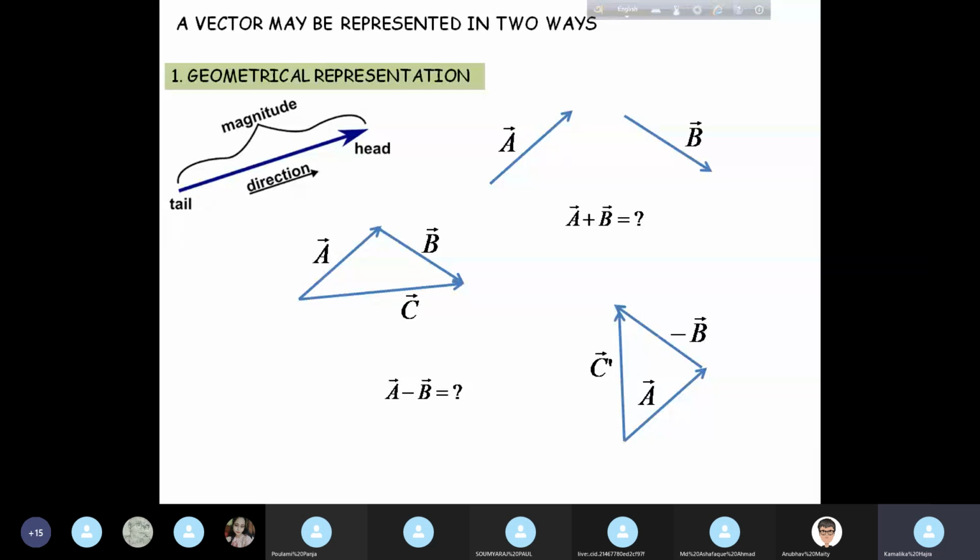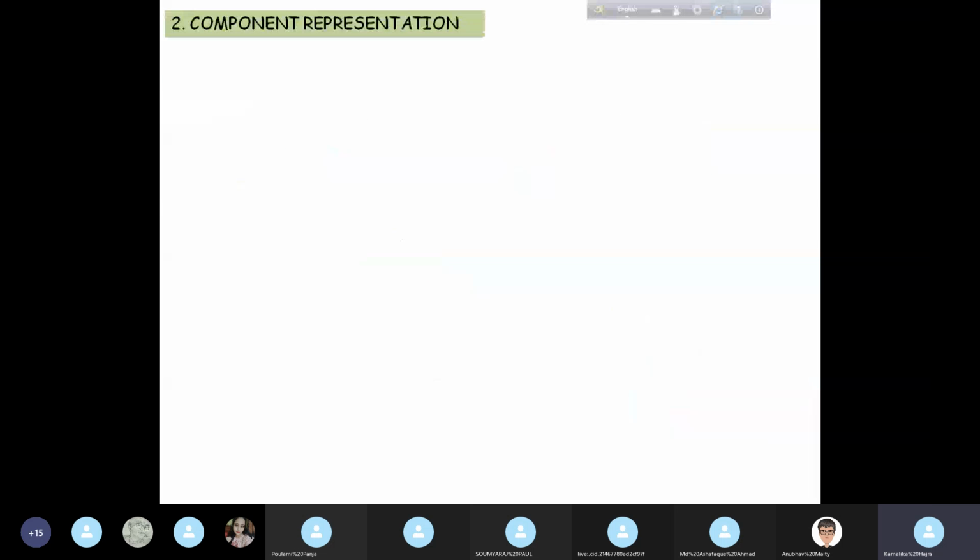Now you might think, why am I emphasizing this? Because there is a second representation, that is the component form. And I'm sure all of you know how to write a vector in component form. Still, I want to tell you how the components arise. So I am stressing the basics of the thing.